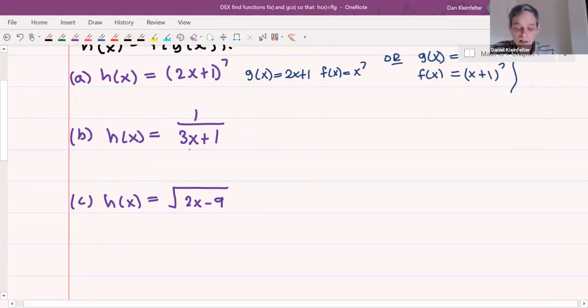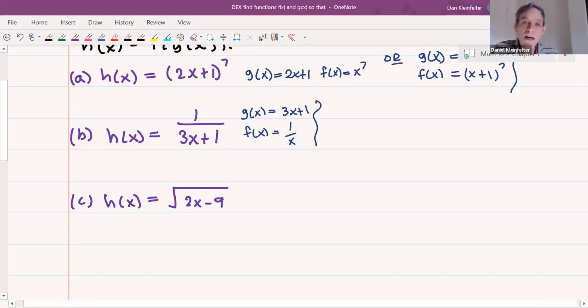h of x is 1 over 3x plus 1. We want to think of this in terms of an inside function, which will be our 3x plus 1 here. And then our outer function will be the reciprocal, 1 over x. You want to take a look at these and make sure that you can see how forming those compositions would give you the given h of x.